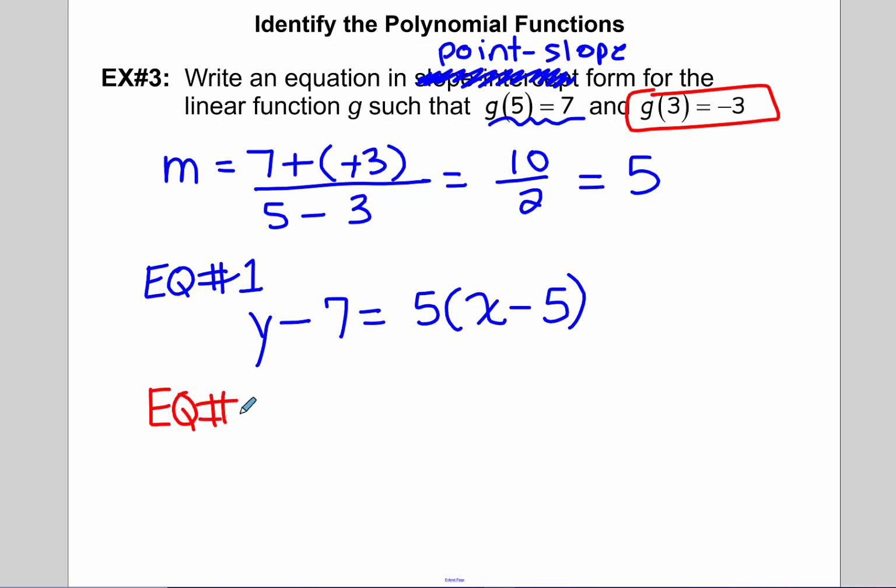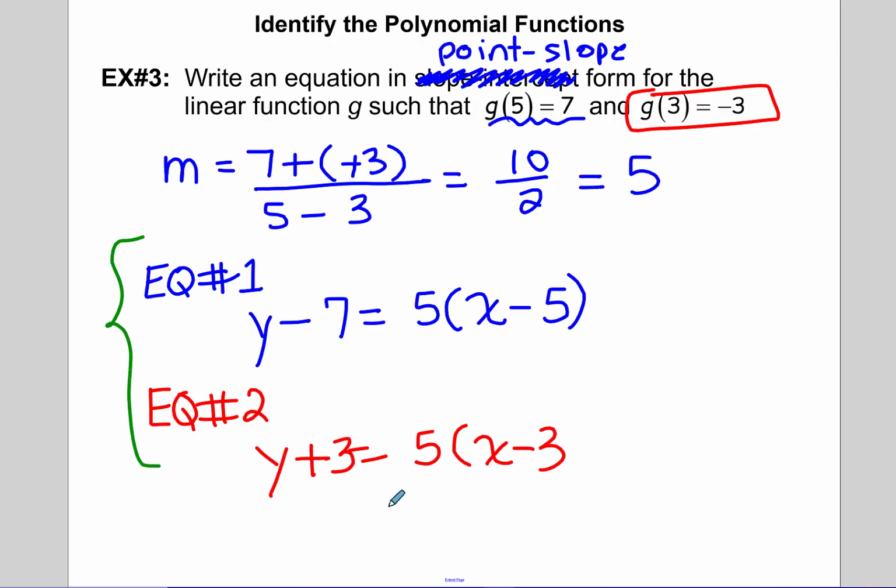So two correct answers here. And that would look like y plus 3 equals the slope times x minus 3. So in either case, both of these are correct. They're both point slope form, and you're good to go.